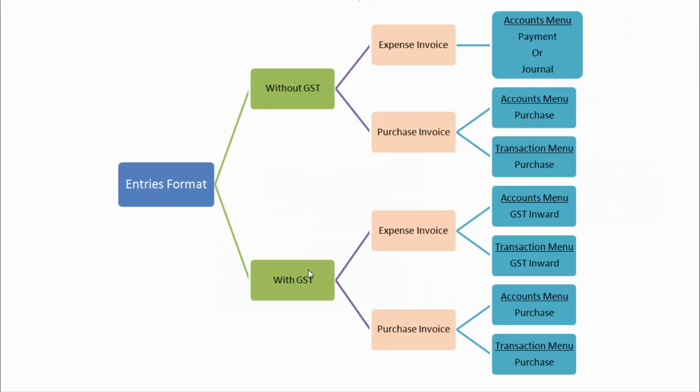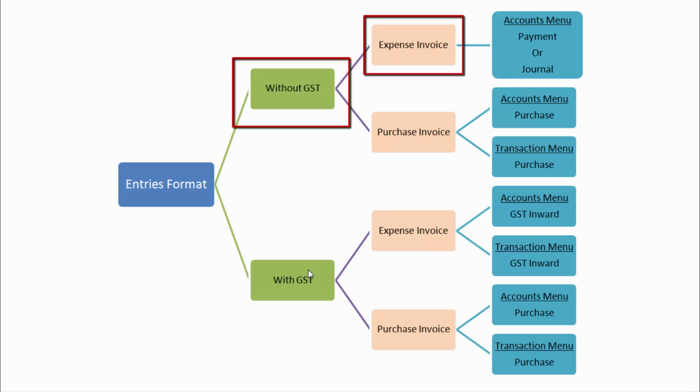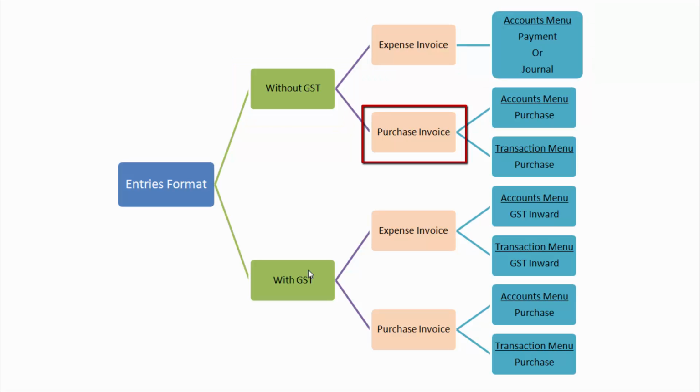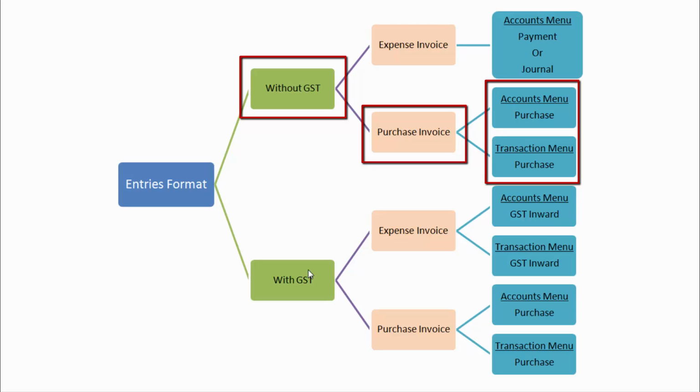As you are already aware, purchase is done in two ways: expense purchase and goods purchase. The bill which the user receives, against that particular bill GST is charged or GST is not charged. If the user does expenses and on that particular bill GST is not being charged, then the user will make that entry from the accounts menu, either by payment option or through journal option. If the user is purchasing goods and the supplier has not charged GST at the time of generating the bill, then the user will make the entry either by going to the purchase option from the accounts menu or by going to the purchase option from the transaction menu.